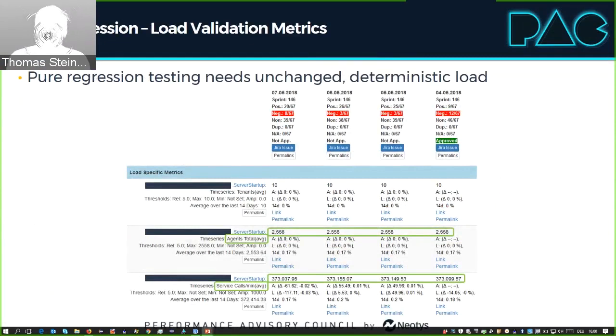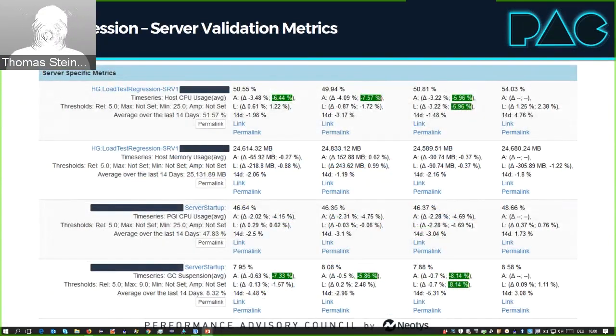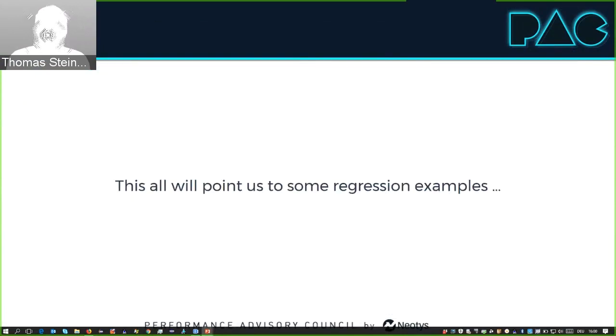One thing that is really important for doing daily regression or regression testing is that we need a deterministic, unchanged load. For instance, the highlighted things here: we have around 2,600 simulated agents every day attached to the daily cluster, with more or less the same number of service calls per minute every day. That's important, because if you change something in the incoming load, most likely host CPU, for instance, will change as well. A few other examples here might not be that interesting.